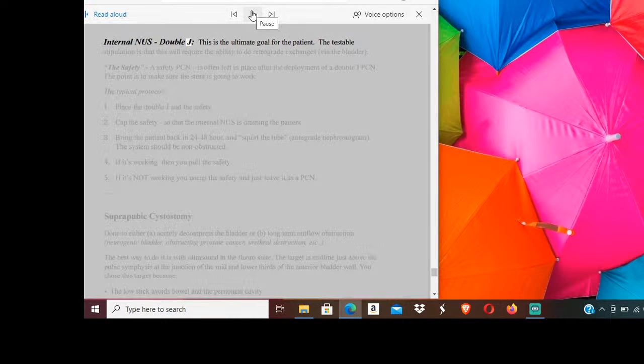Internal J stent. This is the ultimate goal for the patient. The testable stipulation is that this will require the ability to do retrograde exchanges via the bladder. A safety PCN is often left in place after the deployment of a J stent. The point is to make sure the stent is going to work.